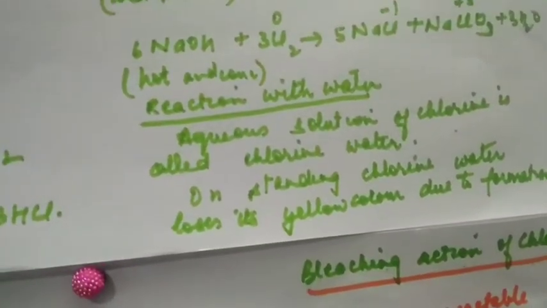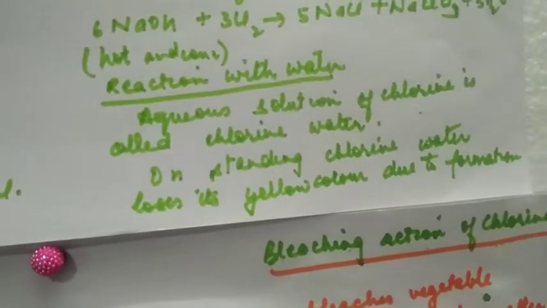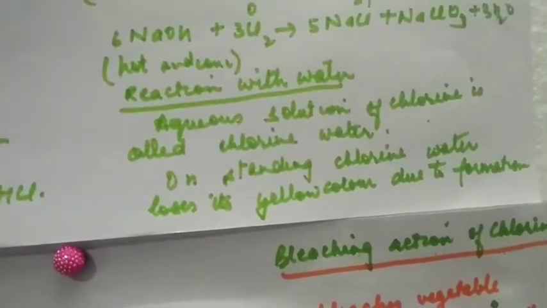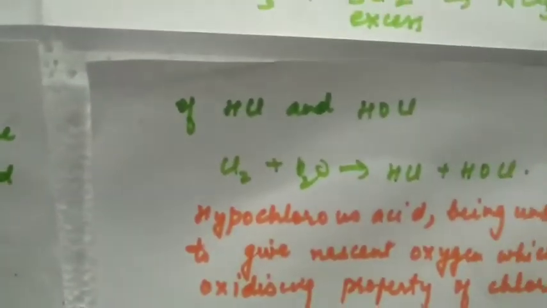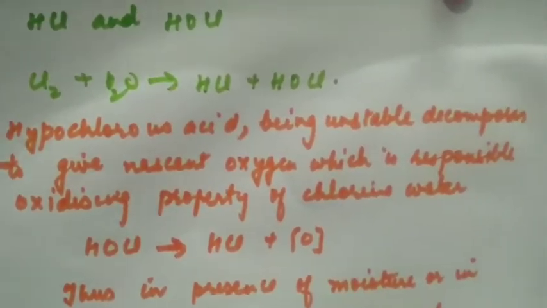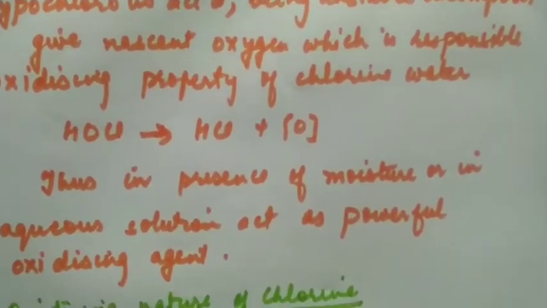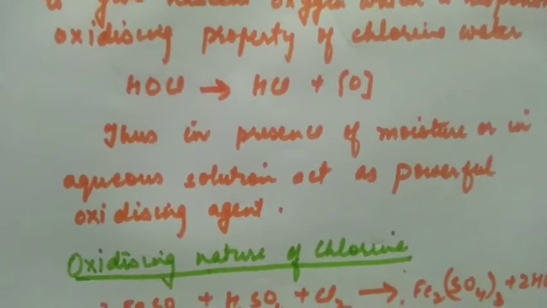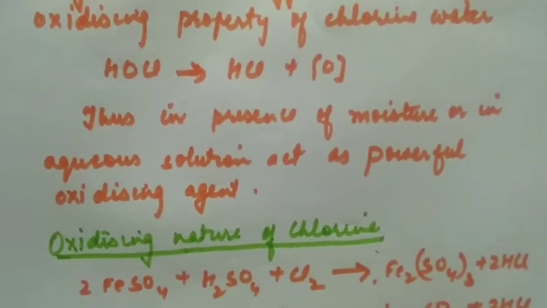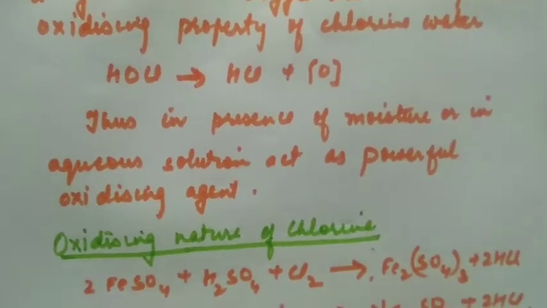Reaction with water: the aqueous solution of chlorine is called chlorine water. If you keep the solution standing, it loses its yellow color because the chlorine water decomposes into HCl and HOCl, hypochlorous acid. This hypochlorous acid, being unstable, decomposes to give nascent oxygen, which is responsible for the oxidizing properties of chlorine water. So, in the presence of moisture or in aqueous solution, chlorine water will act as a powerful oxidizing agent because of the presence of nascent oxygen.